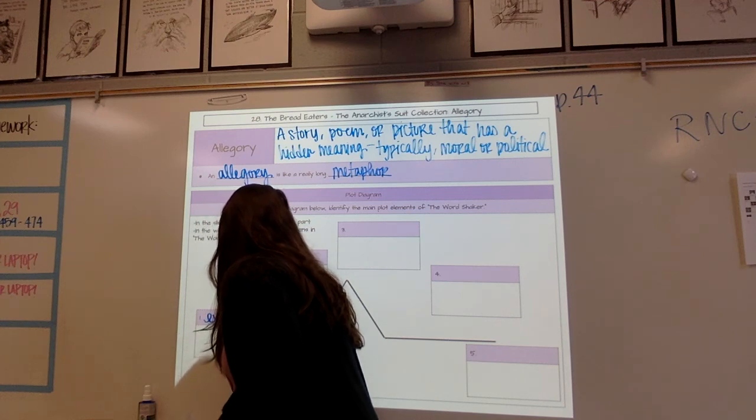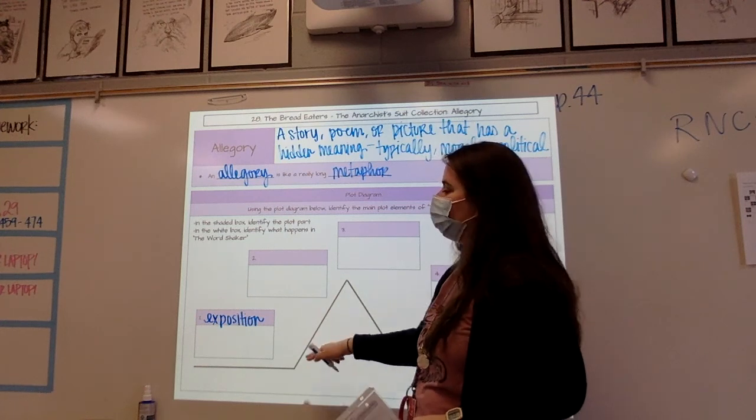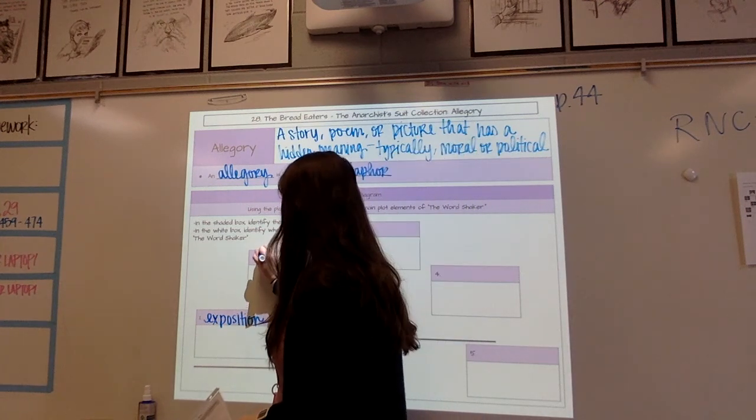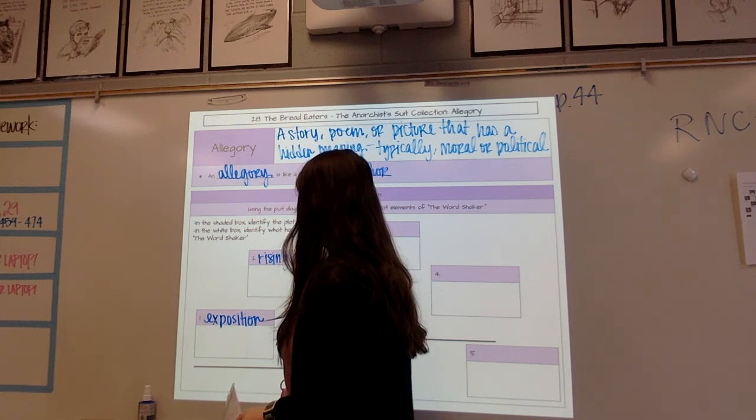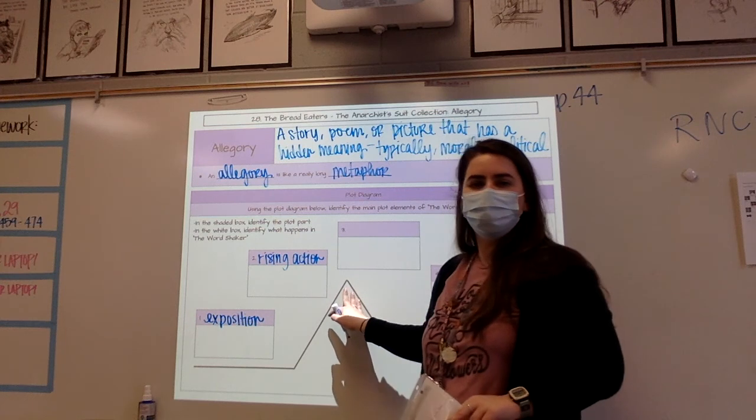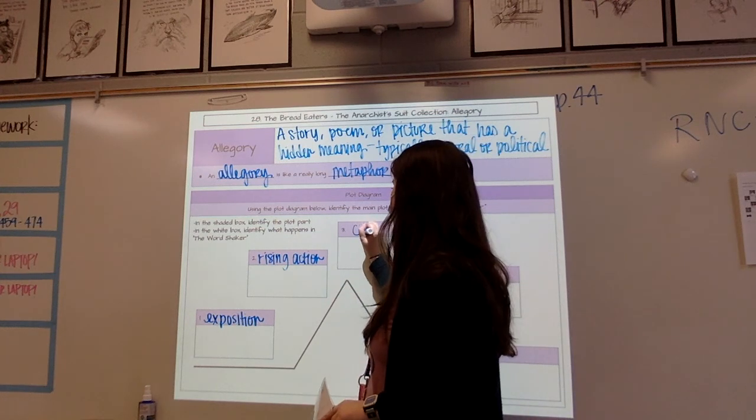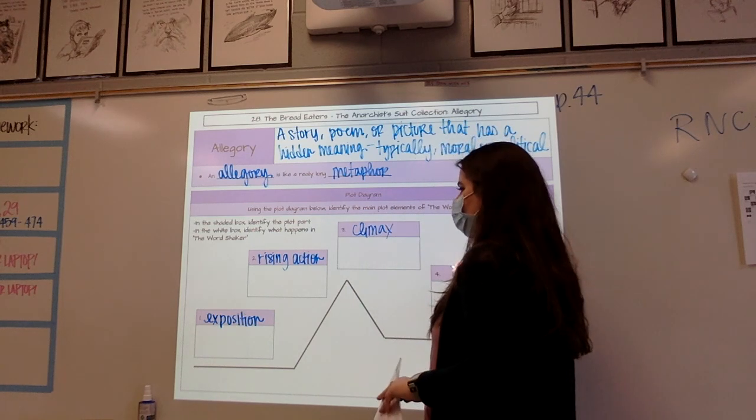Exposition is background information, right? And then what do we have next? This side of the triangle. Good. Rising action. And then this, the turning point of the story, climax. And then we have falling action.